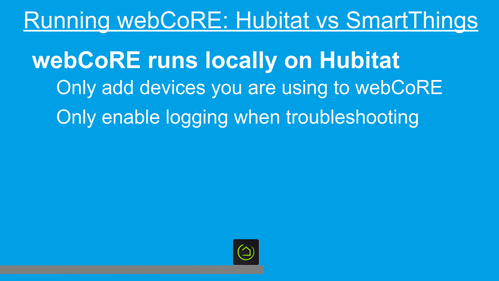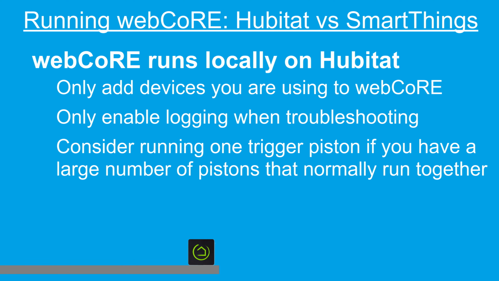Also, because of webCoRE running on Hubitat directly, you'll want to keep in mind if you may have a large number of pistons running at or around the same time. For example, if you have multiple pistons that trigger around the same time at say midnight, then multiple threads will be consumed on the hub as the pistons are executed.